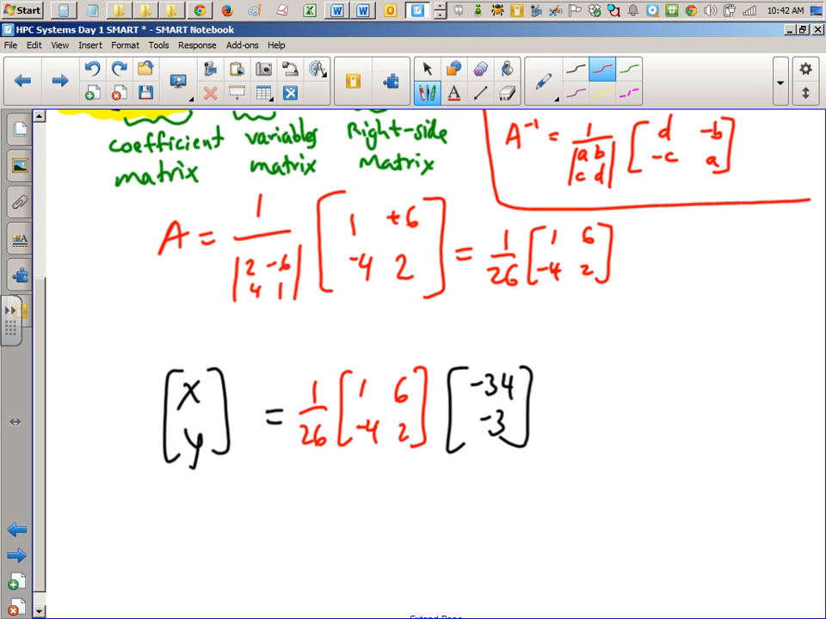You can distribute the 1/26th into either matrix and then perform a matrix multiplication, or you can multiply the matrices first and save the 1/26th for later. I recommend you save the 1/26th for later. Who likes fractions? Let's just leave it out of the problem. We'll save it for later. Okay, so how do you multiply a 2 by 2 matrix and a 2 by 1 matrix?